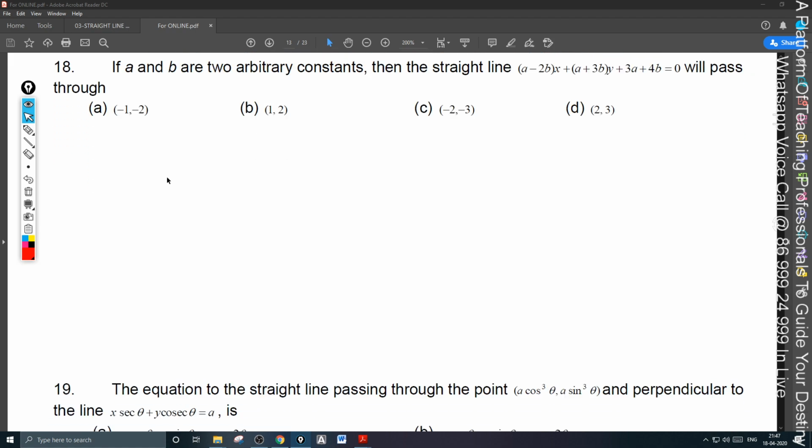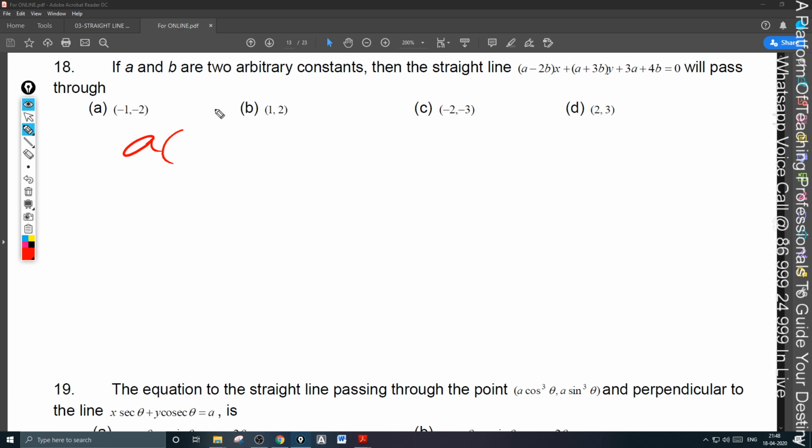If A and B are arbitrary constants, then the straight line (A minus 2B)x plus (A plus 3B)y plus 3A plus 4B is equal to 0 comes under a set of concurrent lines. I explained set of concurrent lines in the previous session. It will be quite interesting. I did not give you the formula directly in my previous session. Those who are really interested in the set of concurrent lines, please go through that video and understand what I explained about the set of concurrent lines or family of lines.